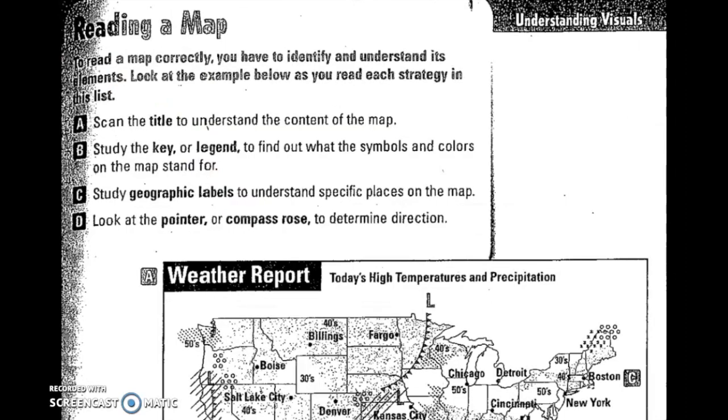Reading a map. To read a map correctly, you have to identify and underline its elements. Look at the example below as you read each strategy in the list. Scan the title to understand the content of the map.